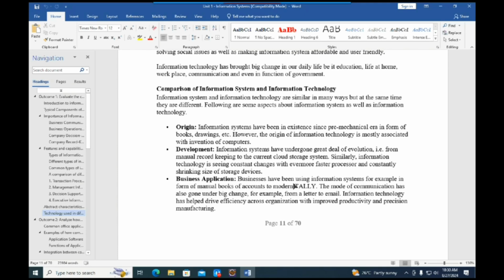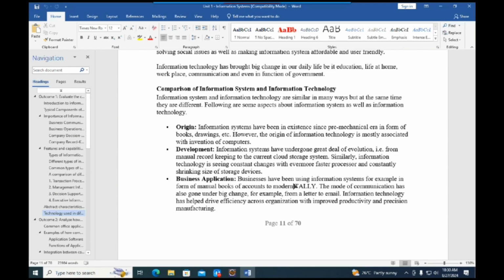In terms of the evolution of computers, we are focusing on having faster processors and even we are trying to reduce the sizes of storage devices. So we now have smaller devices that have very powerful processing speed.